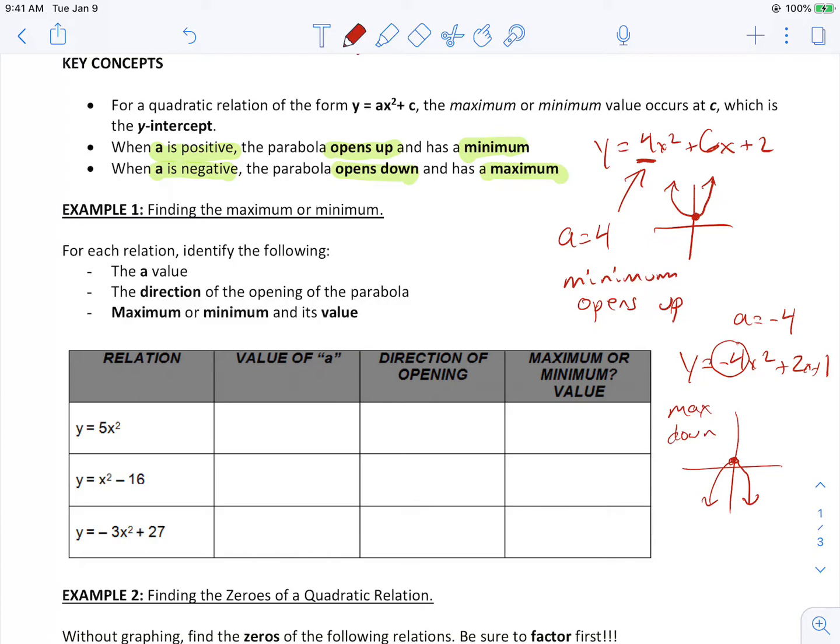So let's try to pick that apart. Here, what's our a value? It is 5. What does that mean about our opening? If it's positive, it opens up. If it opens up, what does it have? A max or a minimum? Well, of course it has a minimum.